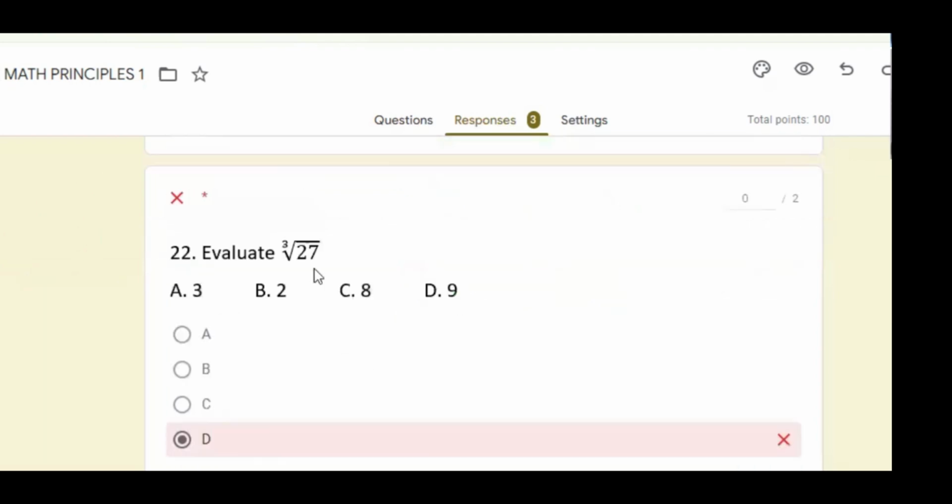So for this one is cube root. It's called cube root. You can say 3 at the back of the root. Cube root of 27. What this implies is that what number multiplies itself 3 times to give 27? What particular number multiplies itself 3 times and the result is 27? That's the answer for cube root of 27.